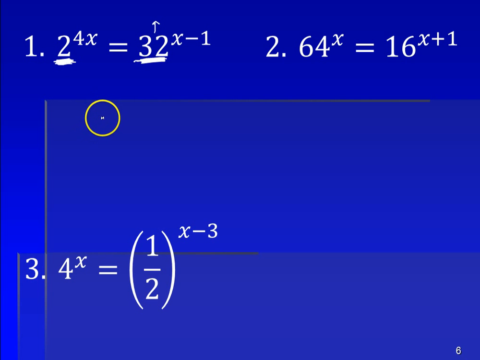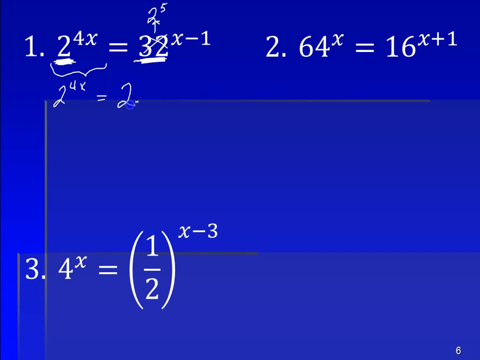Start thinking of your 2's. 2 squared is 4, 2 cubed is 8, 2 to the 4th is 16, 2 to the 5th is 32. So that's the first thing you have to see: can I change this bigger number and turn it into the smaller base, which I can. 32 is 2 to the 5th. So I'm going to take this 32 and change it into 2 to the 5th. I'm not touching this side. This is still 2 to the 4x.